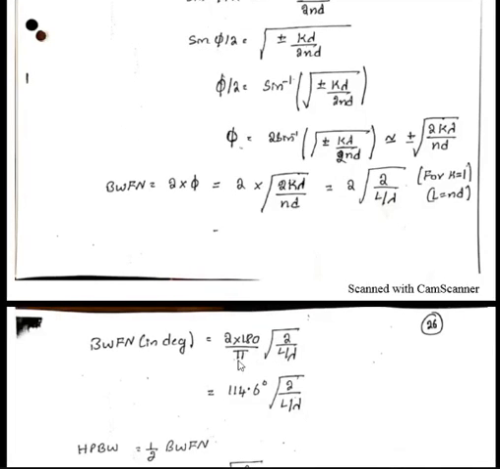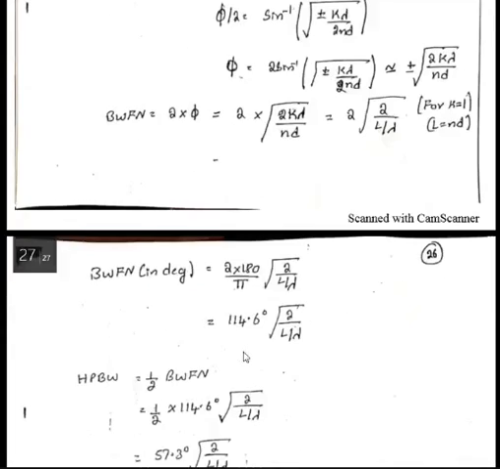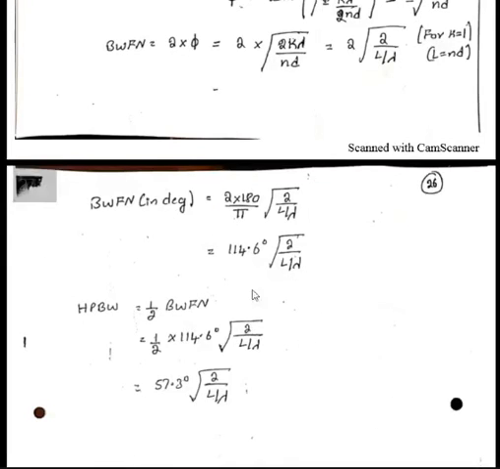If you want to convert this into degree form, you multiply by 180 divided by pi, so you will have 114.6 degrees times root of 2 divided by L by lambda. Directly you can write this equation if you are asked to find it in terms of degrees. If you are asked to find the half power beamwidth, you can write it as 1 by 2 into the first null beamwidth. In the case of end fire, you can write 57.3 degrees into root of 2 divided by L by lambda.